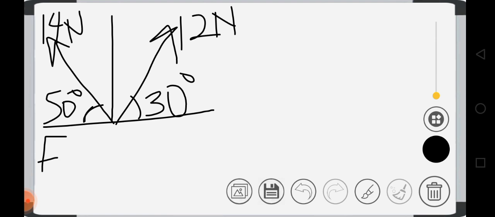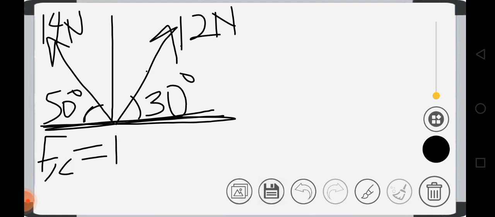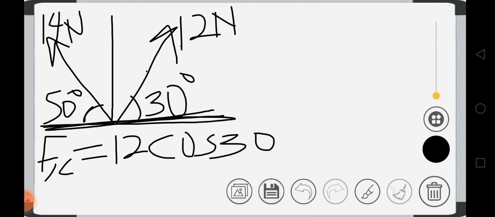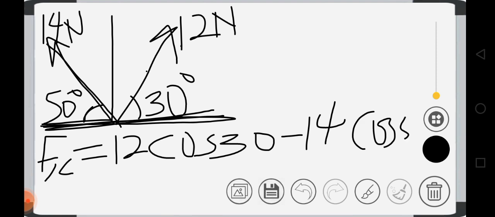For the x, I will not waste time. Remember, on the left x is negative, on the right x is positive. And for x, you take the force times cos of the angle between the force and the horizontal. This 12 is going to the right-hand side, so we're going to have 12 cos 30. This other 14 is going to the left-hand side, so minus 14 cos 50.